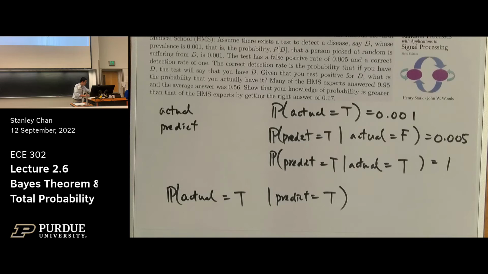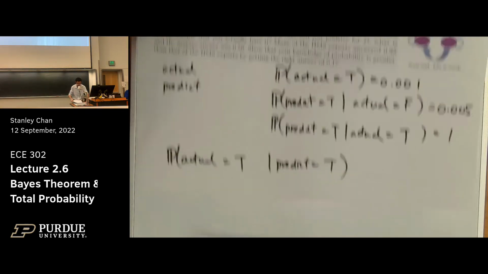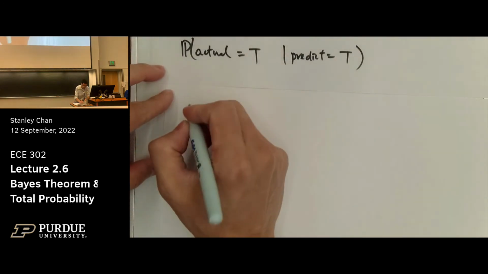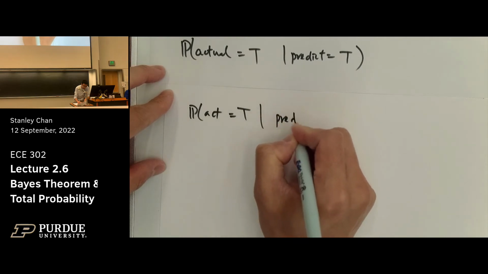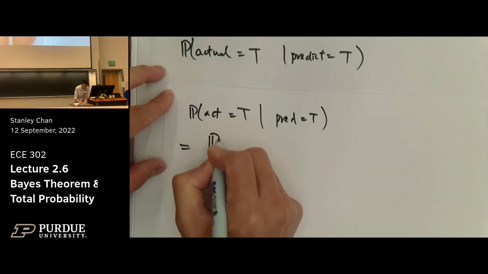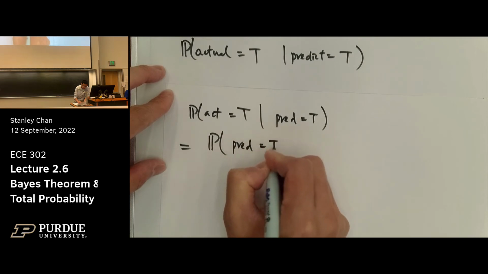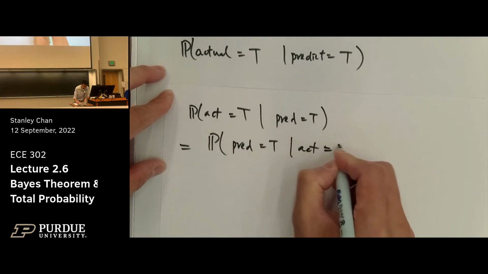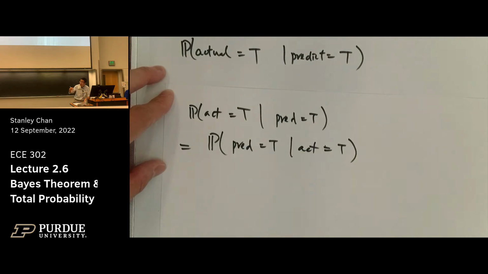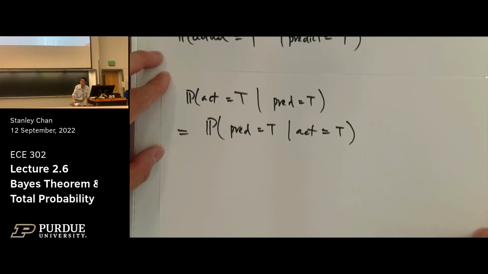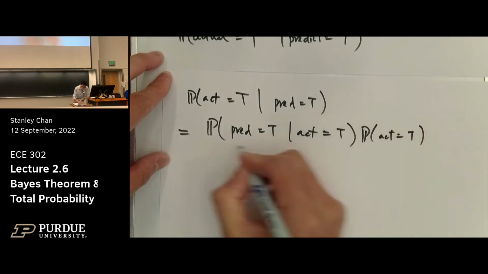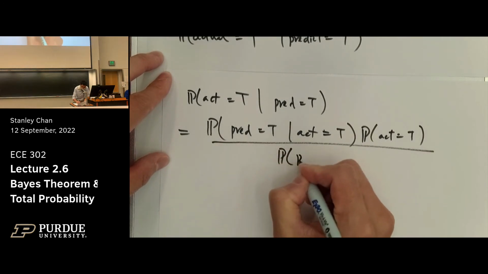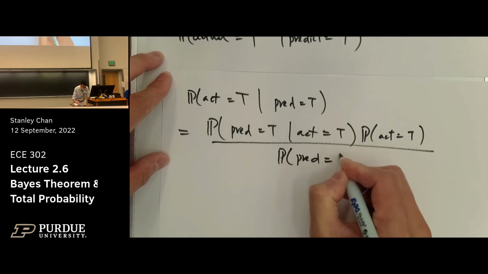Okay, so for the sake of completeness, let's just complete that. So what can we do here? The probability of actual given predict is the probability of predict given actual, okay, so I'm flipping the order around, and what is the theorem? It's called the Bayes theorem. And so you have the probability of actual equals true divided by the probability of predict equals true.